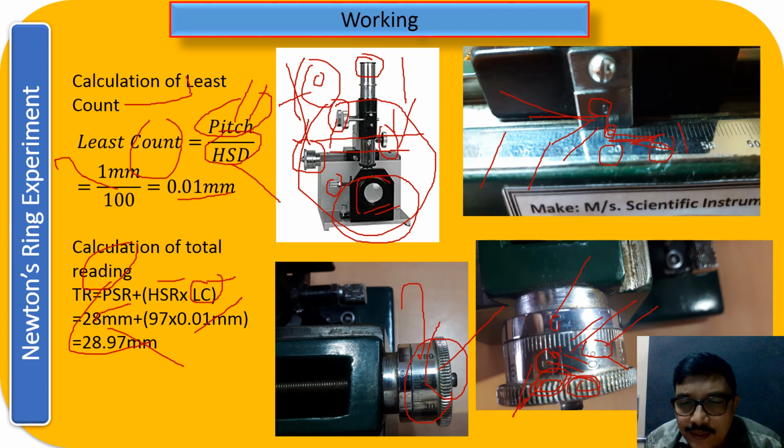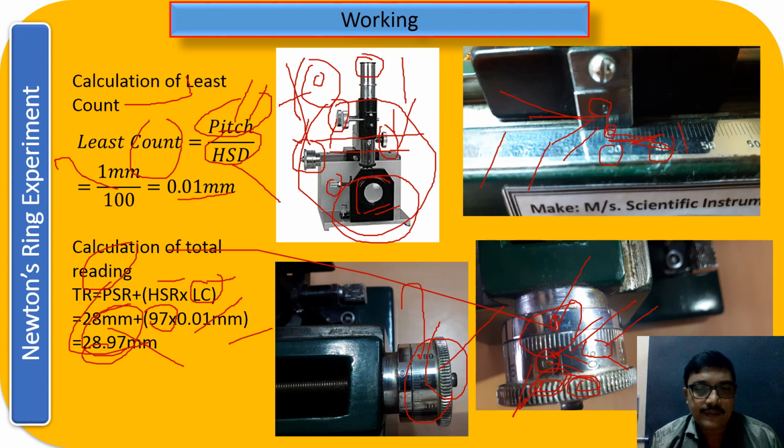Then you see the head scale. See this part. You can see the reference line here now. This reference line is between 97 and 98. What is the lower value? 97. So 97 becomes your HSR. So with this, I'm getting the total reading as 28.97 mm. So in this way, I can take the total reading with the help of this microscope.